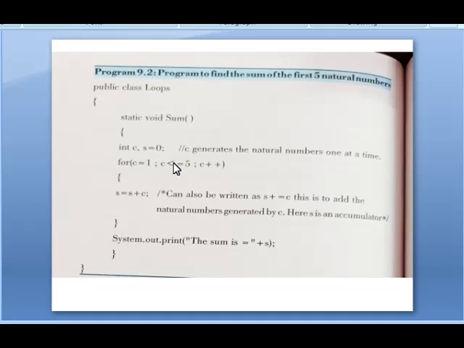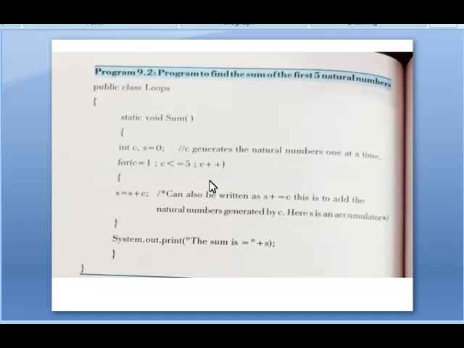Program number 2, write a program to find the sum of first 5 natural numbers. Natural number means the starting value is 1, and the loop will execute 5 times. Every time it will increment the value of sum. So first initialize the value of sum as 0. So s is equal to 0 plus first value is 1. 0 plus 1 is 1. Then c will become 2.